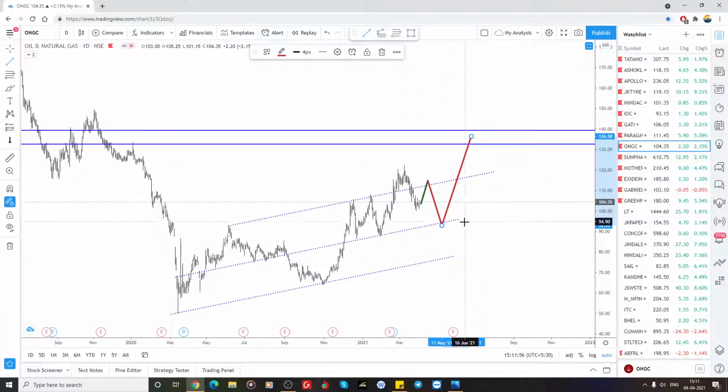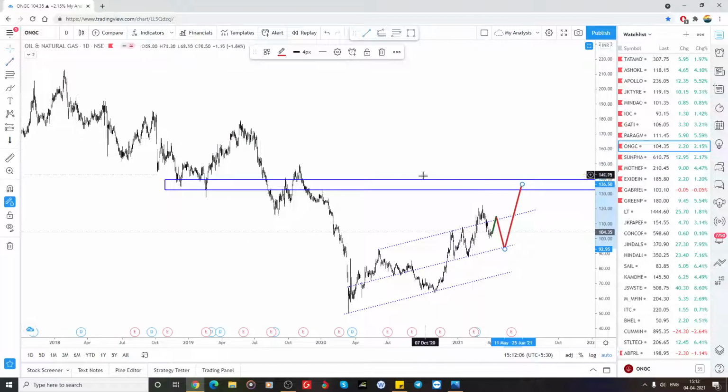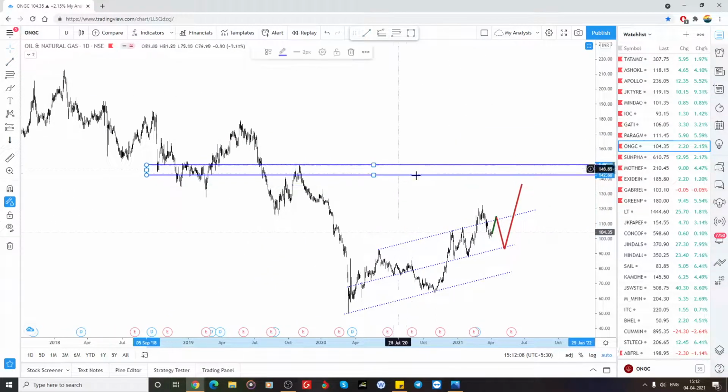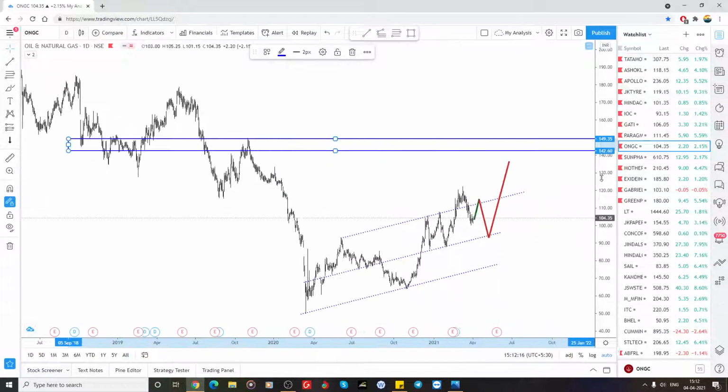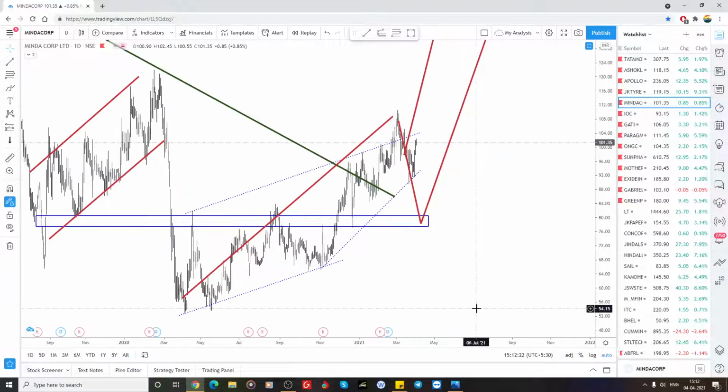So look for this kind of entries, whether it reaches 92 or 93. So we will easily get to the target of 137 to 149 like this. This is the target for the next. So I'm just keeping on watching. These are all little opportunities to make money, 40 to 50%. And then Minda Corporation also the same.